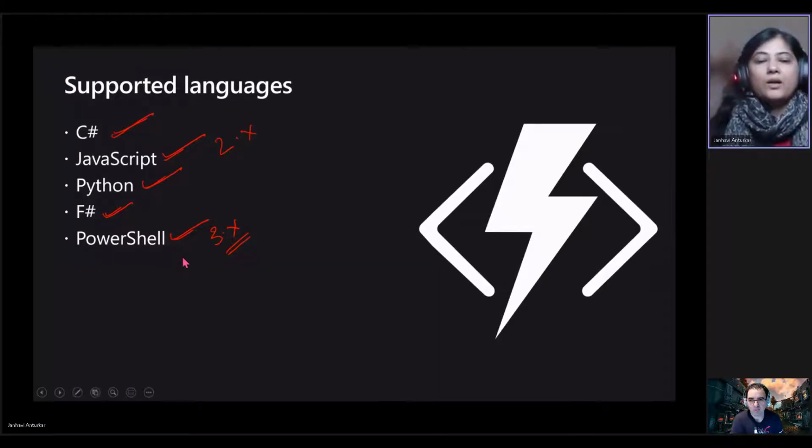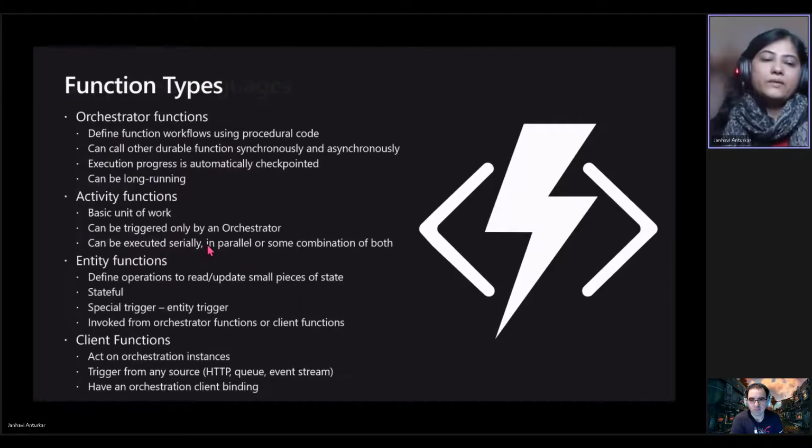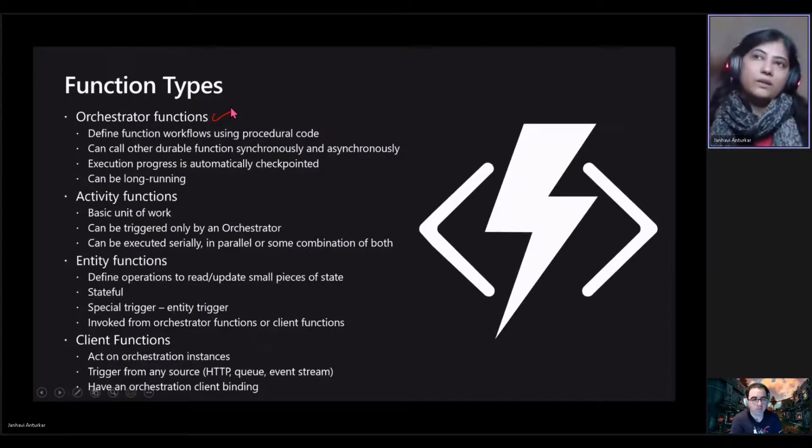Now there are different types of functions available in durable functions, and you're going to need them in different situations. The first function you have is orchestrator functions. You can use your orchestrator function to orchestrate the execution of other durable functions within that function app.